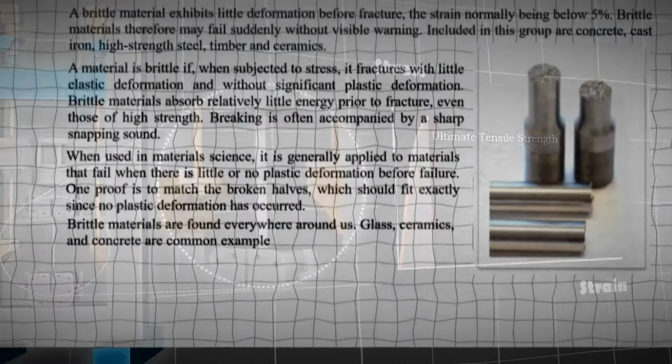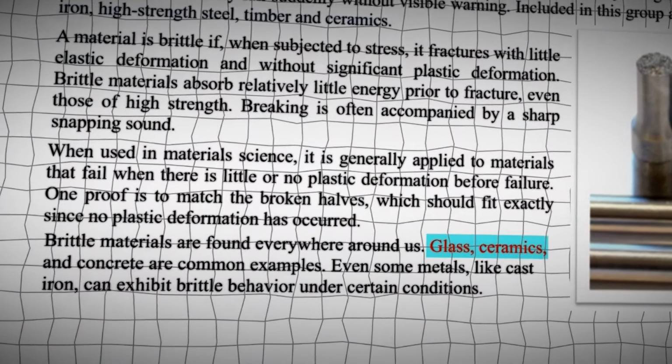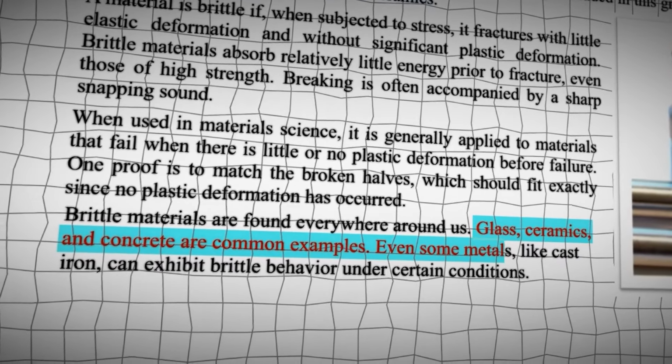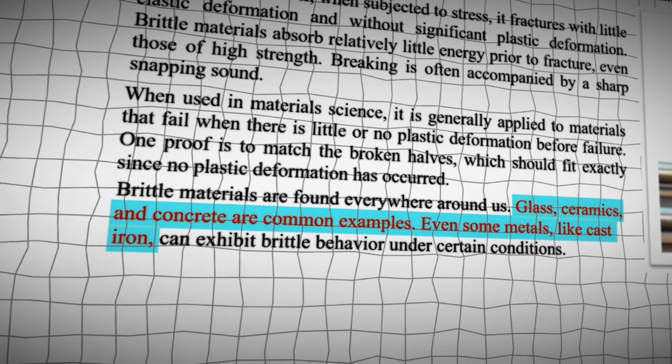Brittle materials are found everywhere around us. Glass, ceramics, and concrete are common examples. Even some metals, like cast iron, can exhibit brittle behavior under certain conditions.